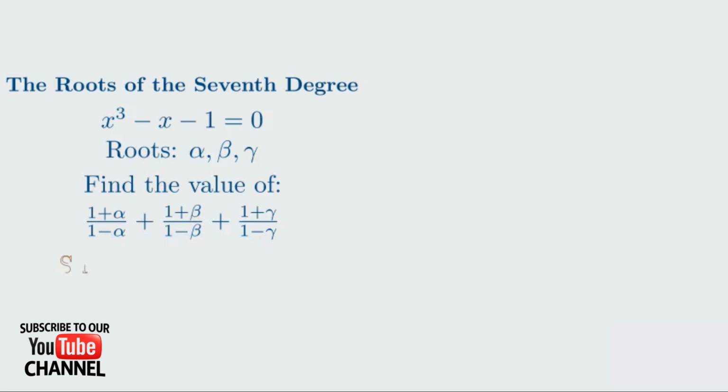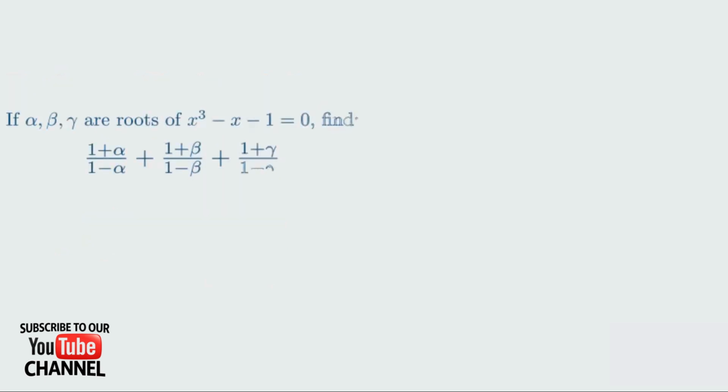Instead of trying to find the individual roots alpha, beta, and gamma, we can use a clever substitution trick. If alpha, beta, and gamma are roots of x cubed minus x minus 1 equals 0, find the value of this expression. To take advantage of the symmetrical structure of our target expression, let's introduce a new variable y. We will set y equal to 1 plus x divided by 1 minus x.